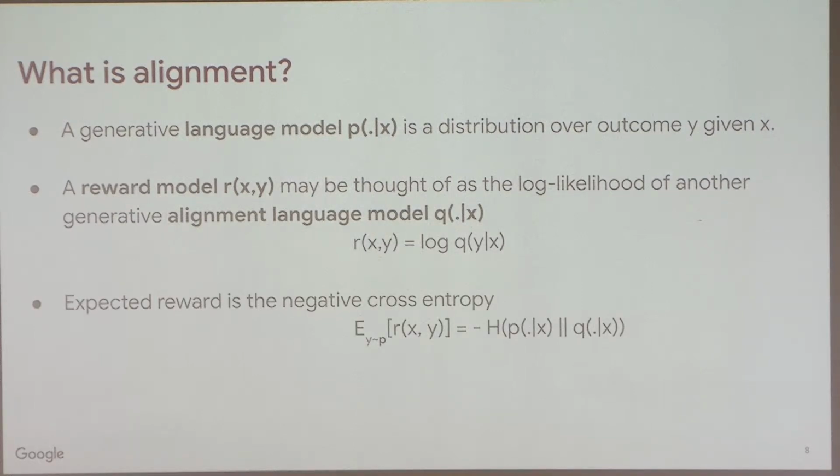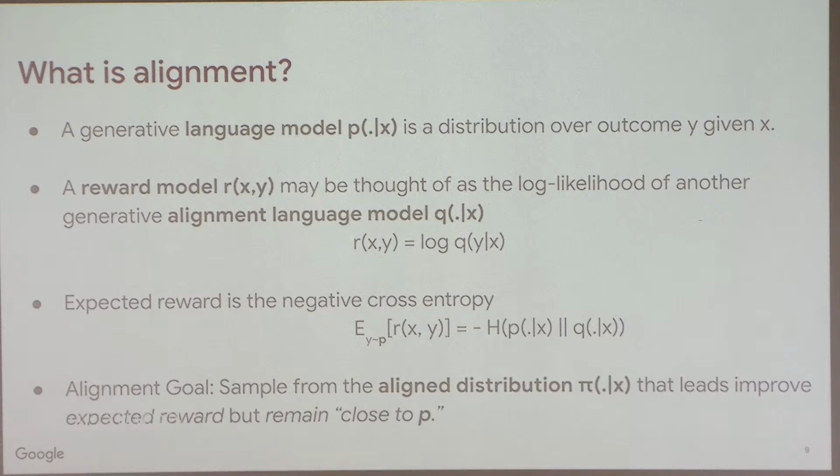And we usually think about expected reward. So expected reward, for the way I defined it as log of Q, is just going to be a negative cross entropy between P and Q. And generally, the goal of alignment is to sample from a different distribution pi, which I'm going to call the aligned distribution, that improves expected reward. So we want to increase expected reward, but we want to perturb little from P. So we want to remain close to P. And so we're going to try to formalize this notion.